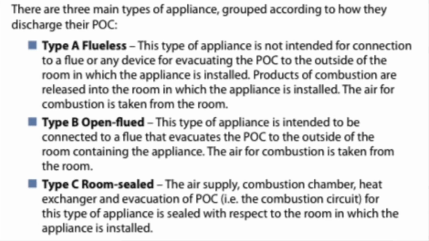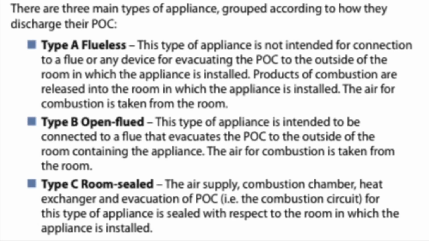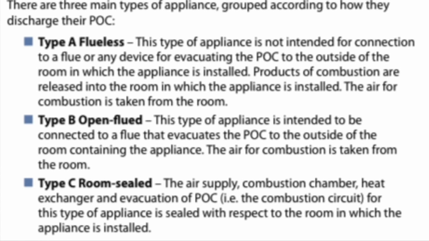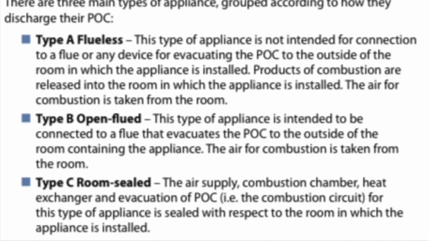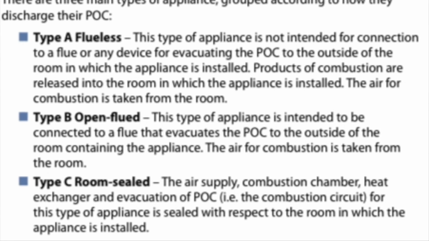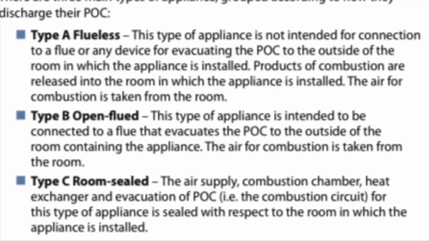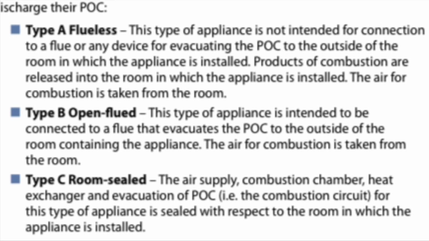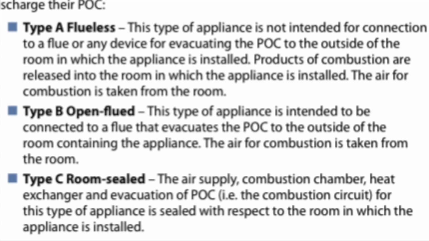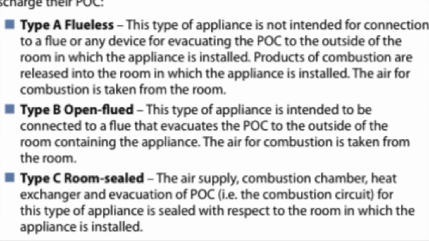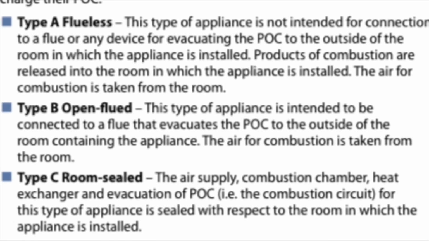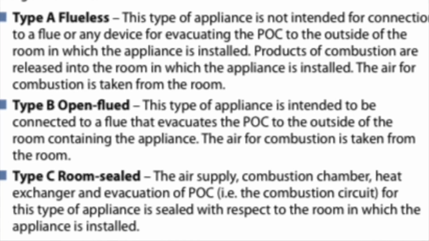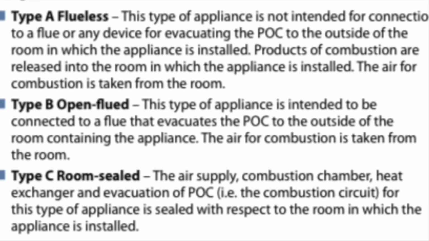So the final type of appliance, which is the most common type now, the type C room sealed. The air supply, combustion chamber, heat exchanger and the evacuation of the products of combustion, or the combustion circuit, for these types of appliances is sealed with respect to the room in which the appliance is installed. So this actually takes the air for combustion from outside the property, not from within like the flueless and the open flue do. So again, types we would get mainly are boilers, we can get water heaters, and we can still get some types of space heaters or fires which are room sealed.